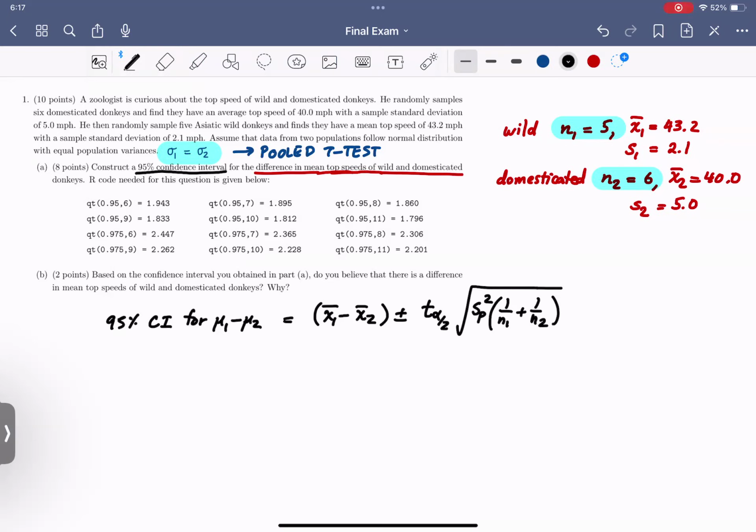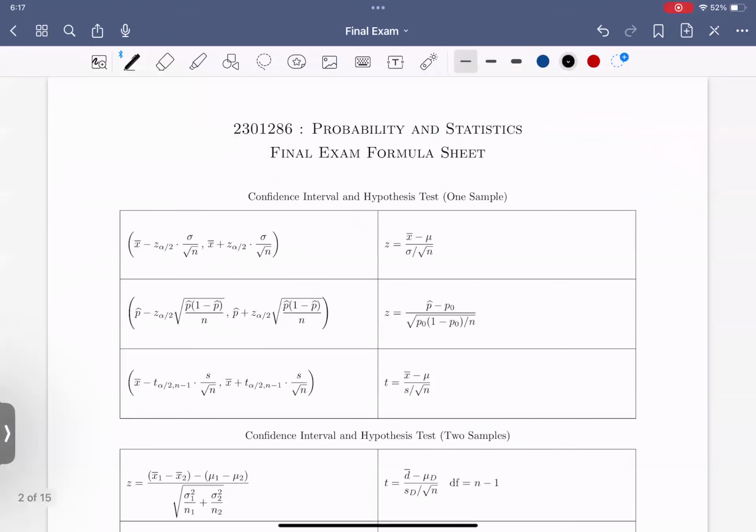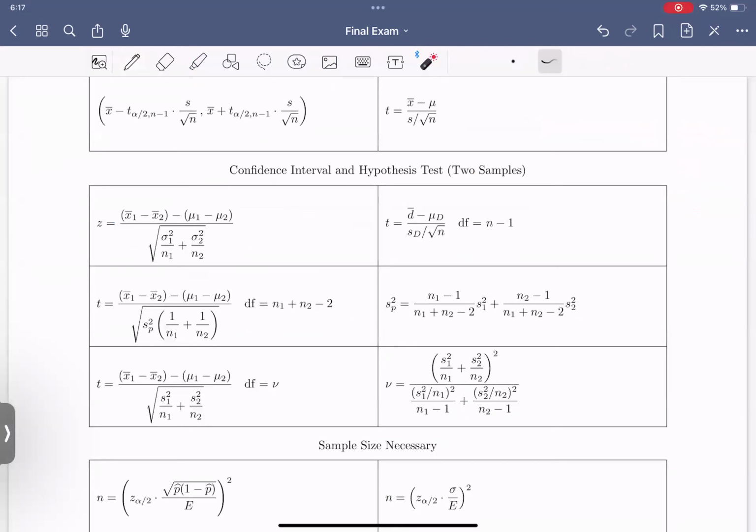You can take a look at the formula sheet and get the formula from there. I mean, they didn't give you the exact formula, but they give you the starting point here. You can see that if you start from this one, you can build a confidence interval for sure. Degree of freedom is going to be n1 plus n2 minus 2. And the formula for SP is here.